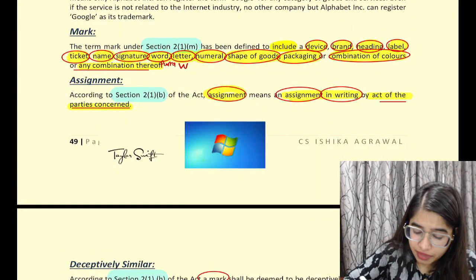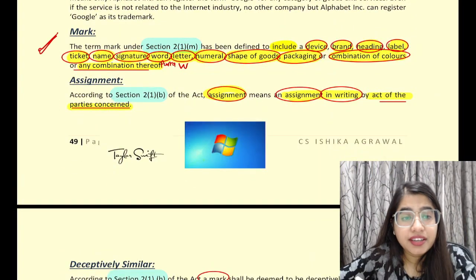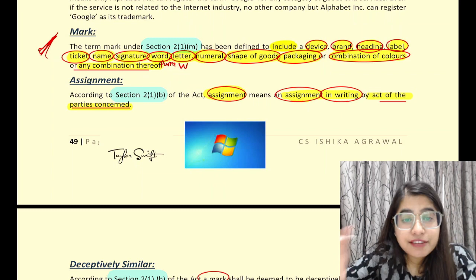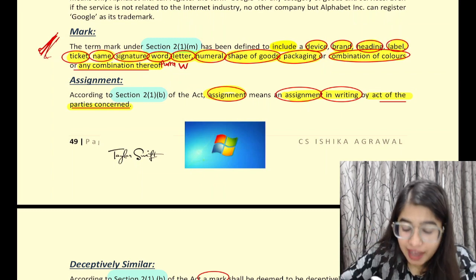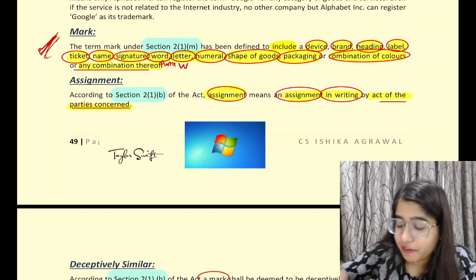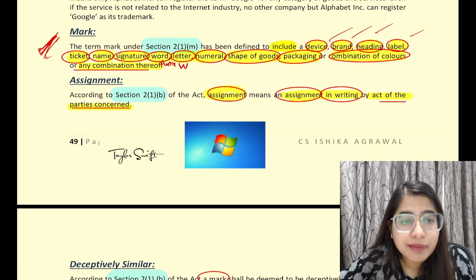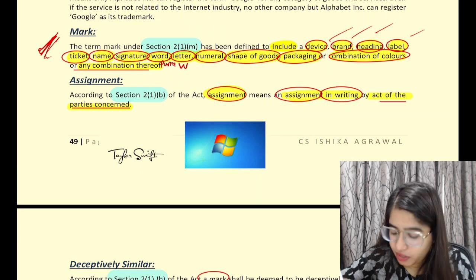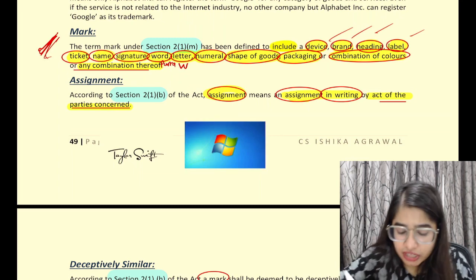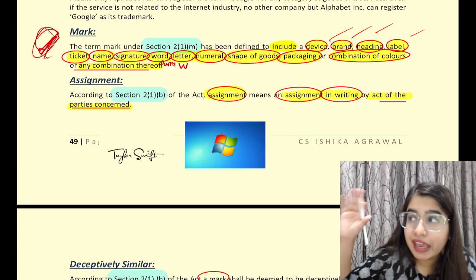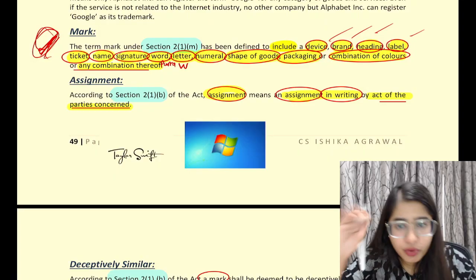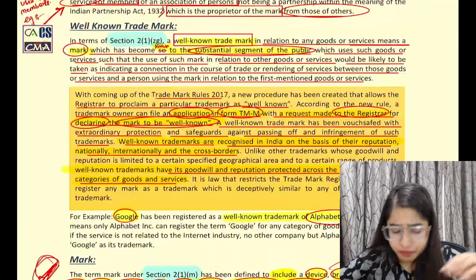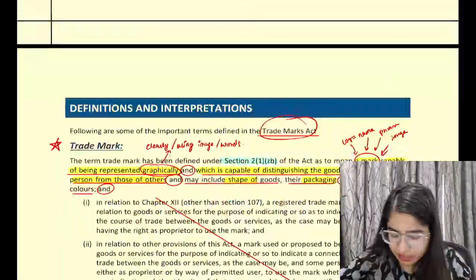Here you can see in the next page, page number 49. This word mark is defined specifically. In mark, what all will be included? Everything like device, brand, heading, label, ticket, name, signature, word, letter, numeral, shape of the goods, packaging, combination, everything. So in mark everything will come: name, image, word, letter, branding, everything will come in the mark.